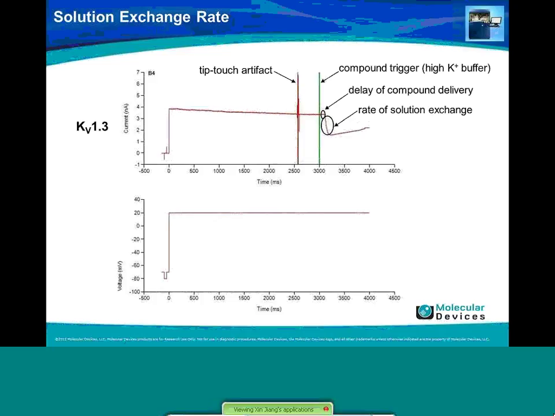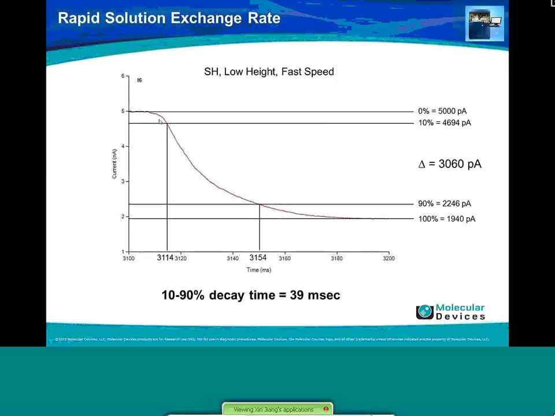So when we do this type of assay and we zoom in on this section of the recording, you get something like this, where the current originally was at this level, 5 nanoamperes in this case. And then after the solution exchange, it decays, and the current drops to about 2 nanoamperes. By looking at the kinetics of the decay, we can calculate the 10 to 90 decay time, which represents the solution exchange rate. In this case, the 10 to 90 decay time is only 39 milliseconds, so it's very, very fast.